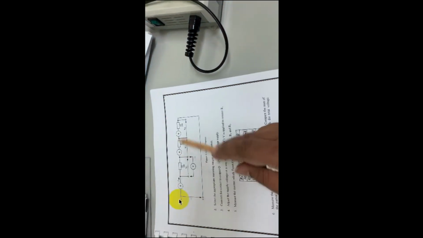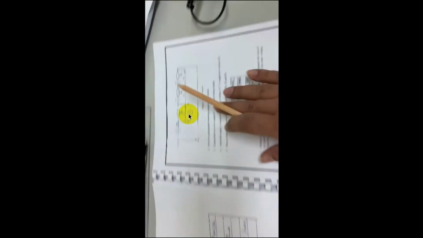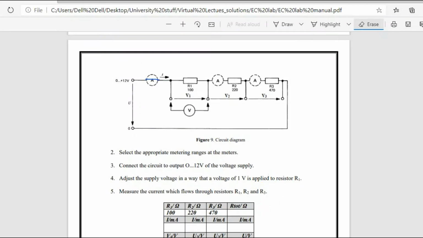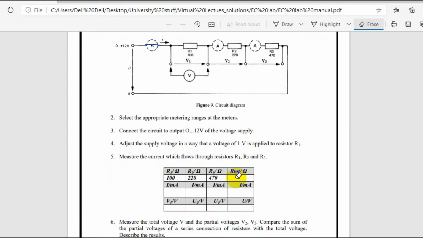Now from 0 to 12 volt I will connect the ammeter and voltmeter in parallel. This is the tabular form for R1, R2 and R3. The total resistance for 100, 220 and 470 will be around how much? 690, right? 790. 790 is the total resistance. This is our total calculated.